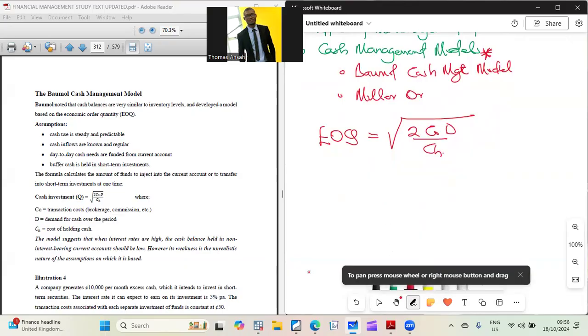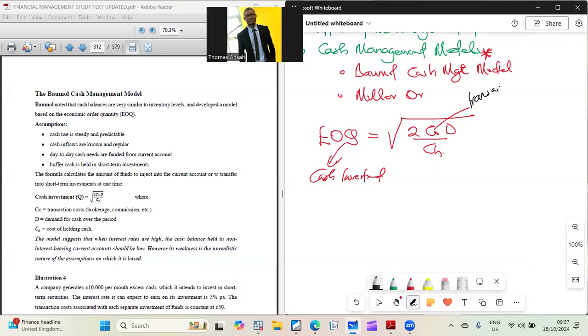What it means is that EOQ is your cash investment. Co here, we look at it as your transaction cost. Transaction cost includes issue cost, brokerage cost, and commission cost, so any cost you need to incur to make a transaction happen. Any middleman that you have to pay to get the job done. Now, what is D? D here is demand for cash for the period. Then what is Ch? Cost of holding cash.